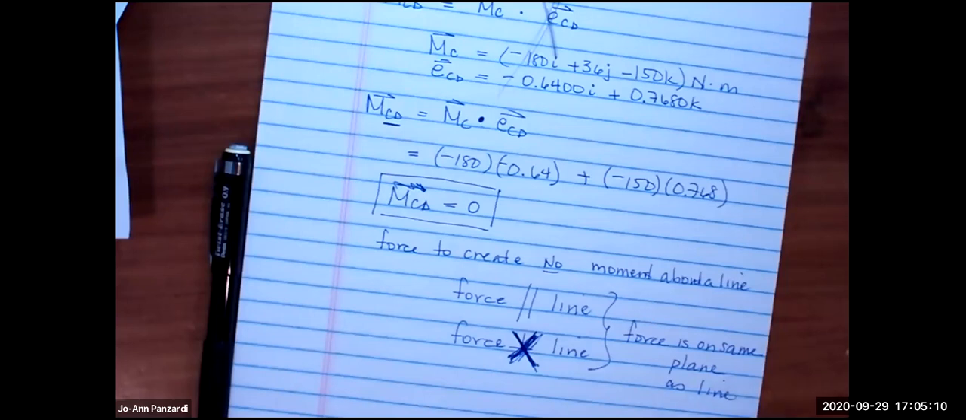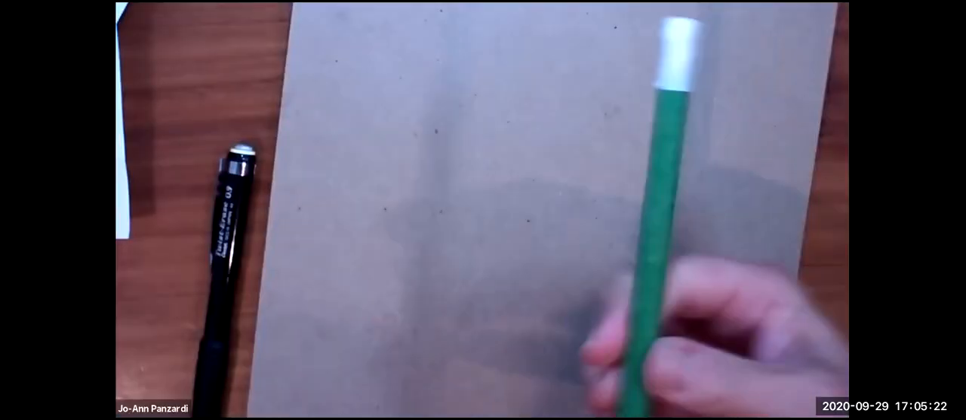Wait. Hang on. We're talking about creating a moment around an axis, around a line. Correct. And in that case, if the force intersects that line, that axis at any point, there won't be any moment around the axis, whether it's perpendicular or not. Right, if there's an intersection.